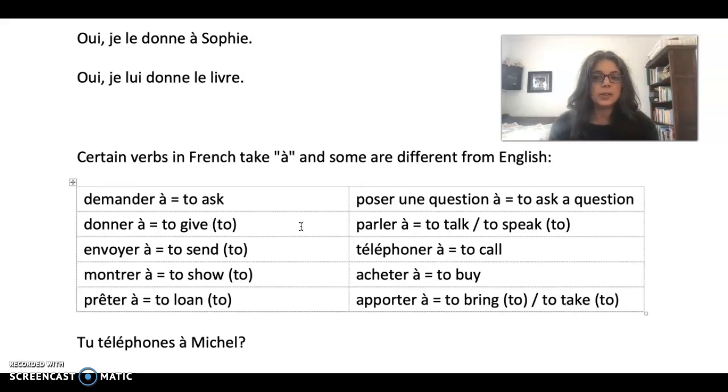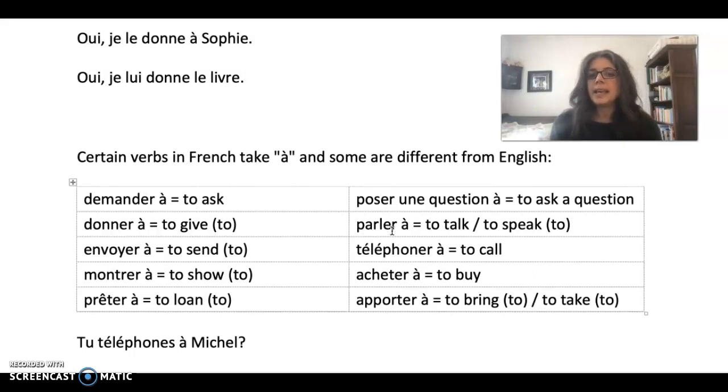You posez une question à quelqu'un. You ask a question to someone in French. I just wanted to note real quickly, demander à is to ask. Poser une question à is to ask a question specifically. So if you're going to say une question, you want to use the verb poser. You can ask something of someone, you can ask them to do something, or you can ask a question of someone. If you mess this up, they'll still understand you. But usually when you're using the word question, you use poser instead of demander.